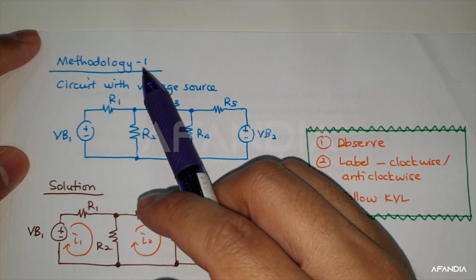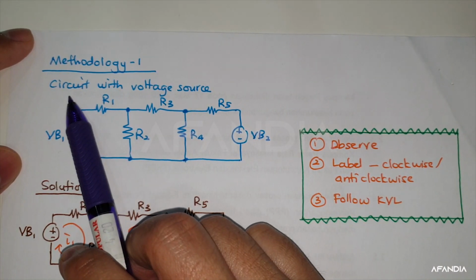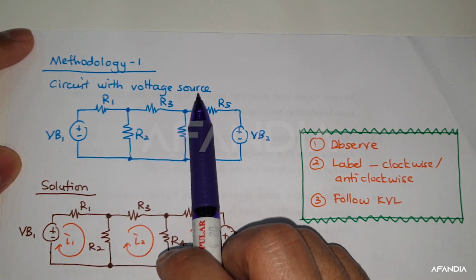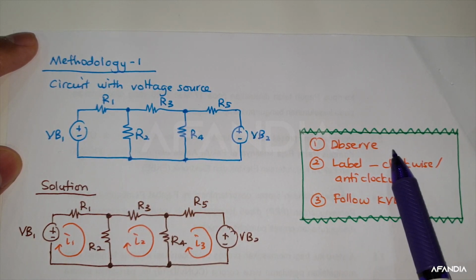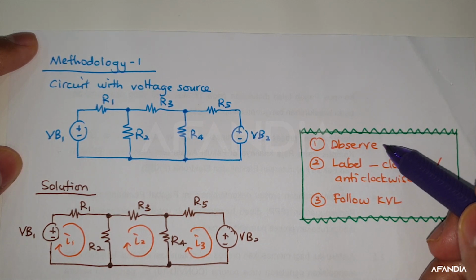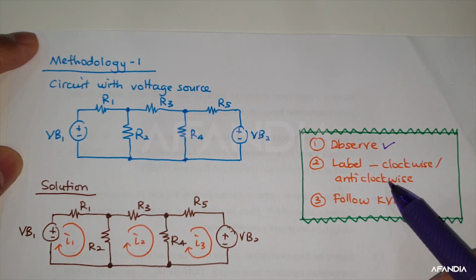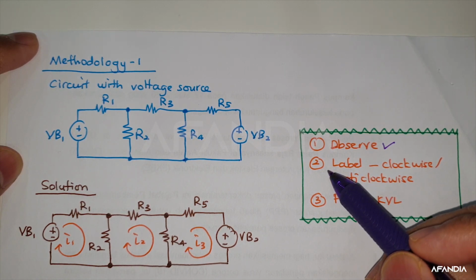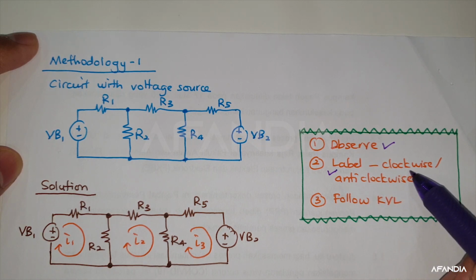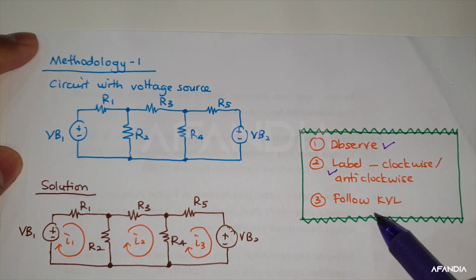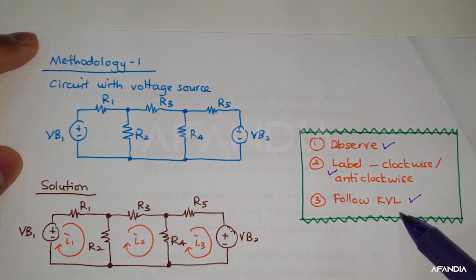Let's continue with our first methodology, if our circuit contains a voltage source. Let me briefly summarize it into 3 different steps. Number 1, when we deal with circuit analysis, we always need to observe our circuit. Number 2, because we are going to implement mesh analysis, we need to put a very clear label whether our current is in clockwise direction or anti-clockwise direction. And then we continue to analyze using KVL, Kirchhoff's voltage law.